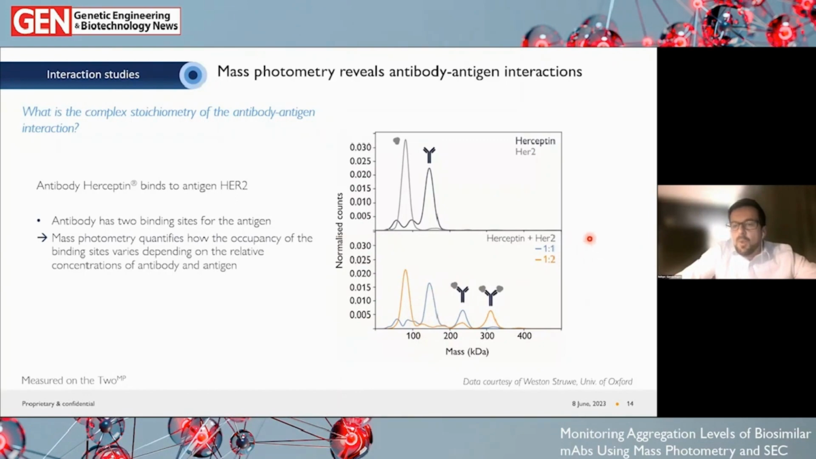If we have a 1-to-1 mix ratio, we can still see that we have a lot of free antibody, very little complexes that consist of both of the Fab arms containing antigen, and we also see the presence of some antibodies that are bound to just a single antigen.